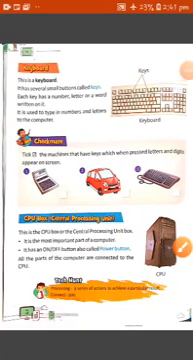Good morning, students. In the previous class, we already learned about the parts of a computer: monitor, mouse, and keyboard. Now, today we are talking about CPU.